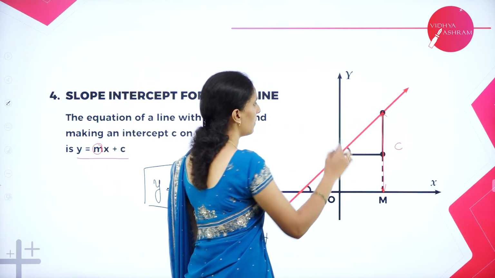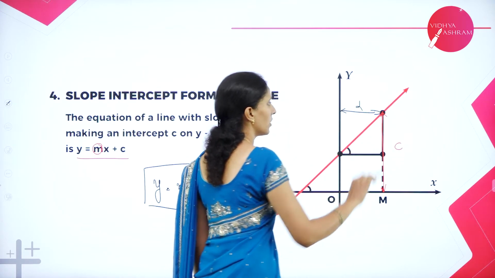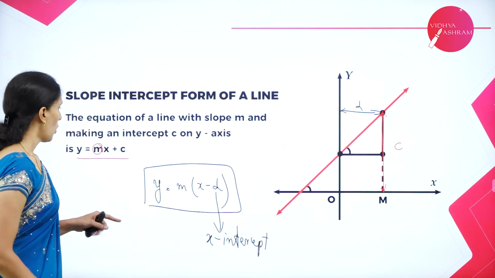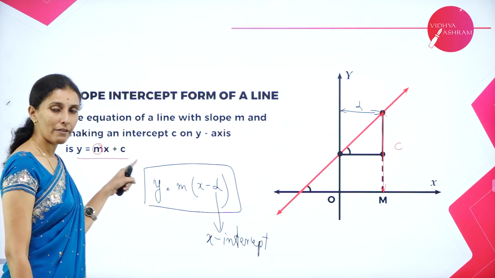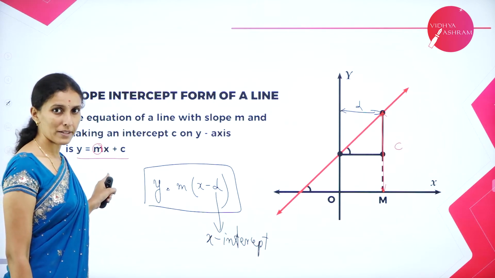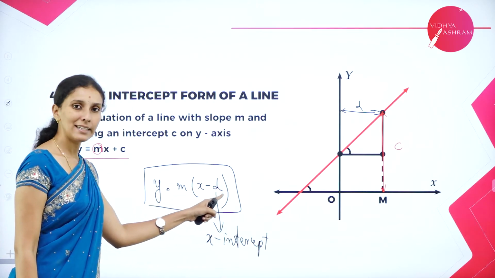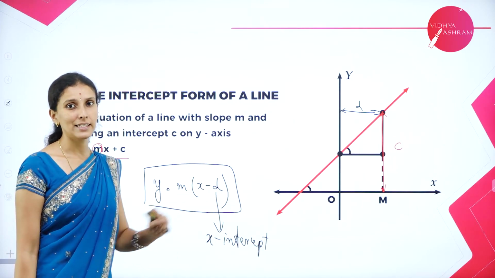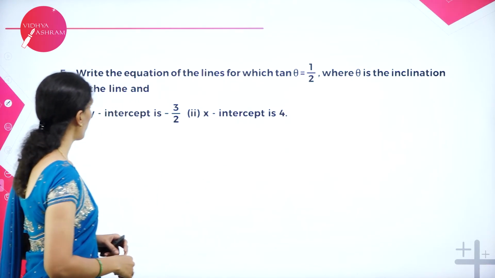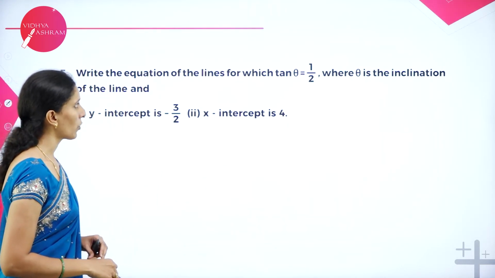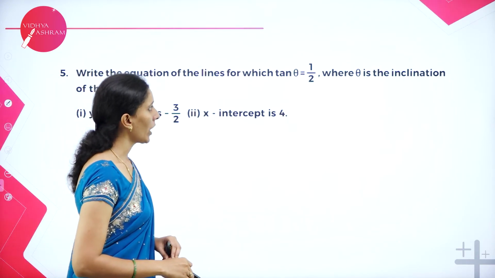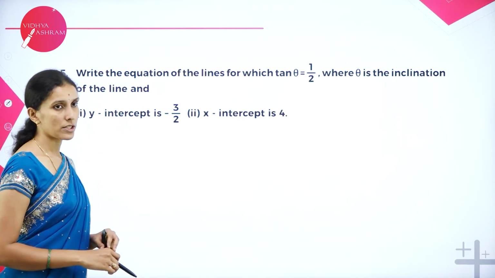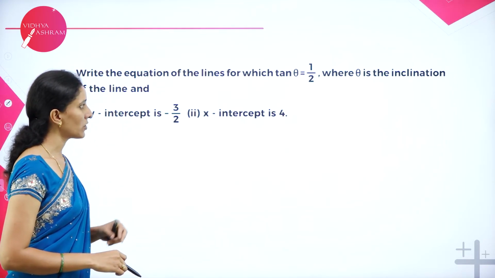Suppose this is the point, then the intercept from x is the distance d. So that is the x-intercept. When the slope and y-intercept are given, the equation can be written as y is equal to mx plus c. When the slope and x-intercept are given, the equation can be written as y is equal to m into x minus d. Next we'll calculate this using a problem. Write the equation of the lines for which tan theta is half, where theta is the inclination of the line, and the y-intercept is minus 3 by 2, the x-intercept is 4.